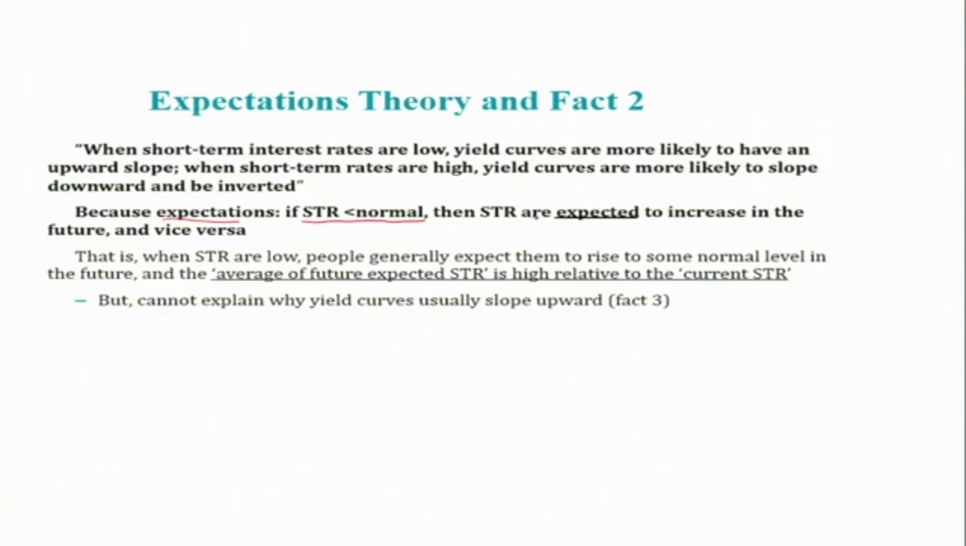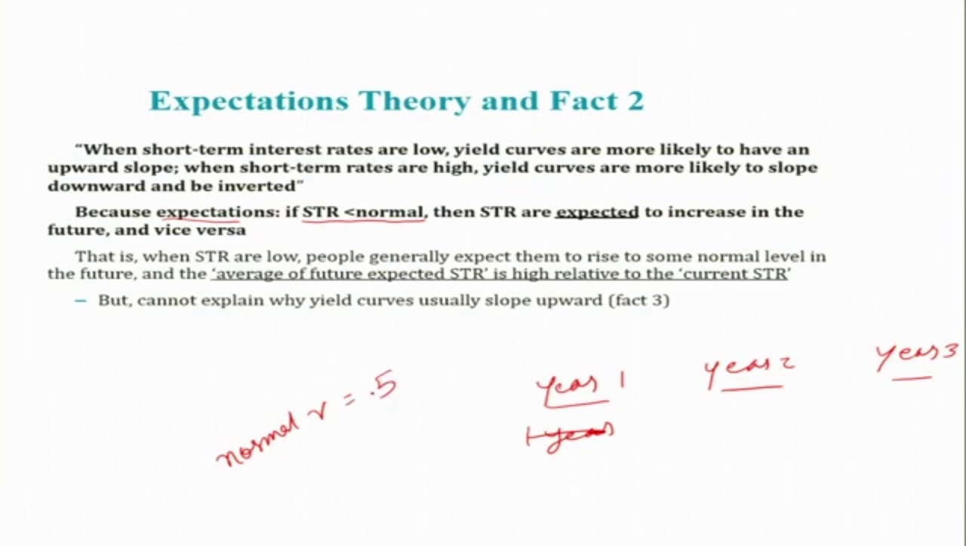So, that means for the 1 year bond, year one, year two, year three like that. Suppose in year one the normal interest rate, normal R, is for example 5. Suppose the current rate of interest is for example 3, we know that this is below the normal.